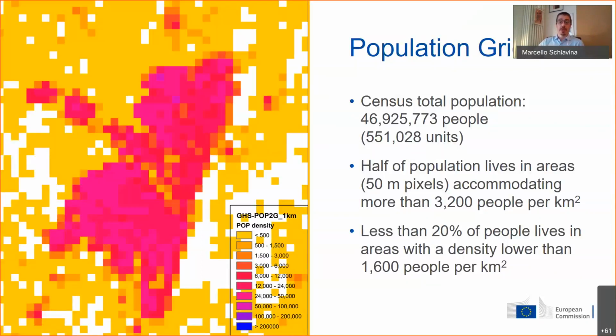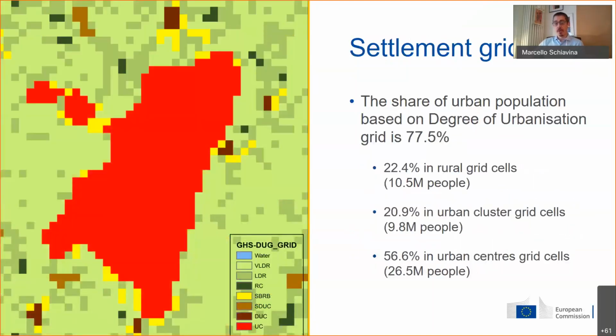The second output of this GHS POP2G is the kilometric grid, here shown, that is basically the aggregation of the previous. And this, along with the built-up layer, is the input of the GHS DAG tool to create the settlement grid. We run the tool and we got the settlement grids.